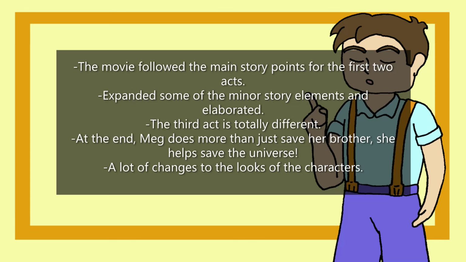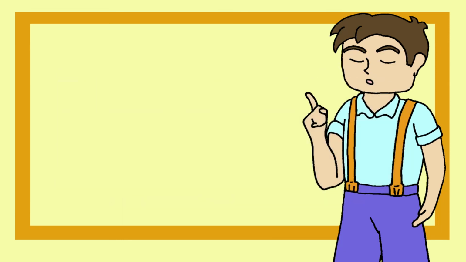In conclusion, I would say that the movie did a decent job of portraying the main events and story elements from the book for the first 2 acts. The movie even expanded on some of the minor story elements. The 3rd act, however, was way too different, that it could almost have been from a different book altogether. Meg goes from just saving her brother at the end of the book story to helping save the whole universe in the movie. There's also a lot of creative licensing on how a lot of the characters looked. Overall, I found the movie to be a decent adventure movie, but was still lacking as an adaptation from the book.